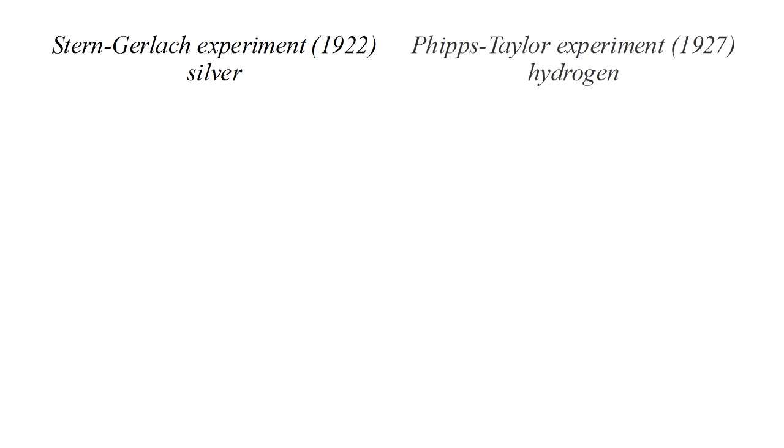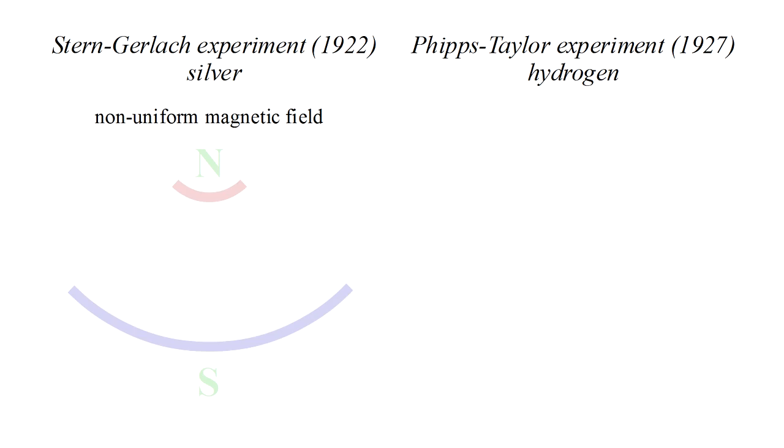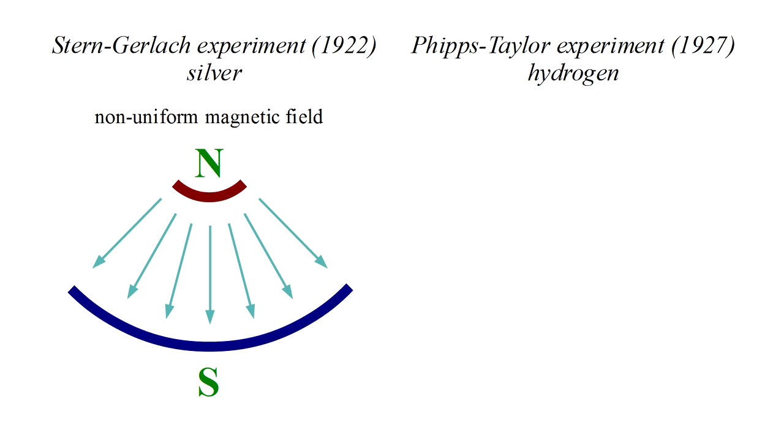One of the most striking experiments characterized by the number 2 was the Stern-Gerlach experiment of 1922 using silver atoms. A similar experiment 5 years later by Phipps and Taylor used hydrogen atoms. These experiments employed a non-uniform magnetic field created by a magnet with different sized north and south poles. This causes the magnetic field to spread out, hence get weaker as we move from top to bottom.